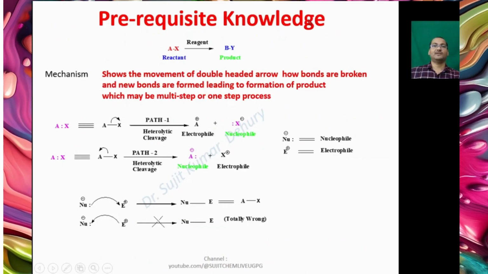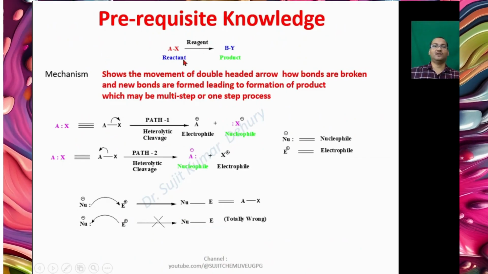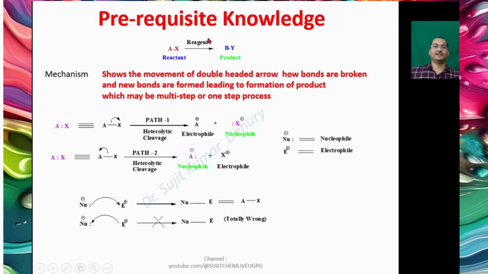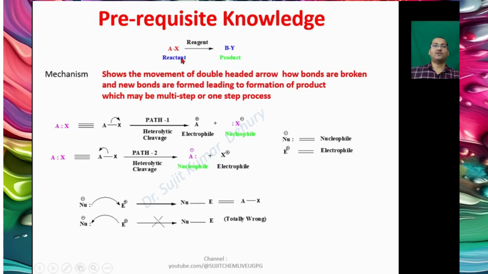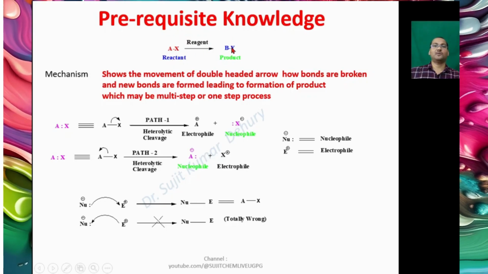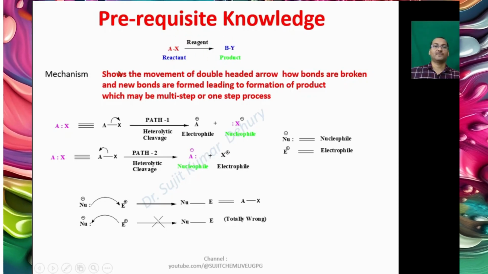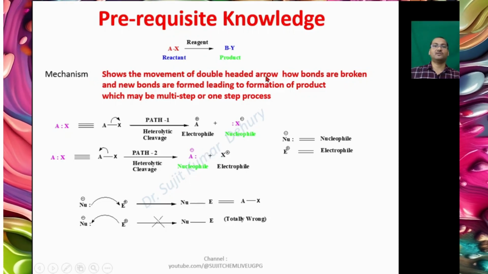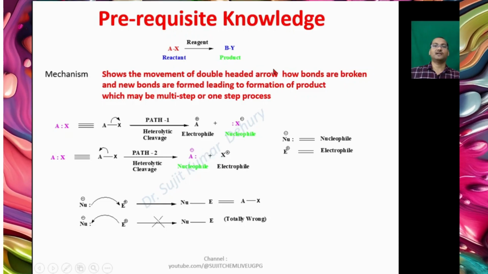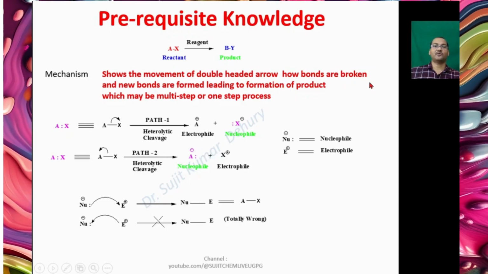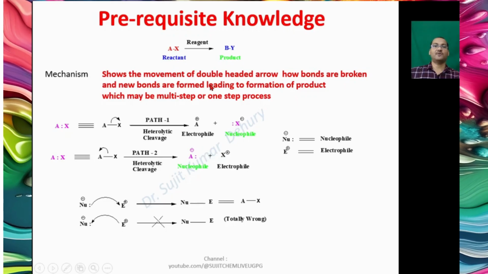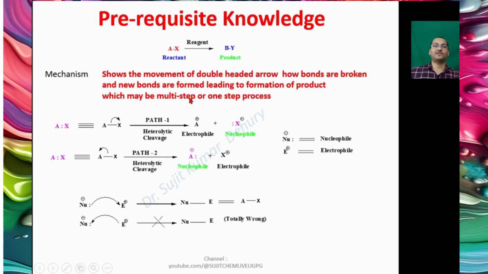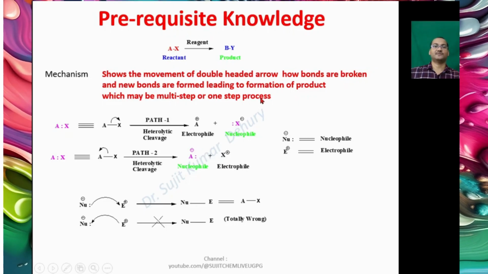So this is the prerequisite knowledge that we need. We know that reactant is converted to product in the presence of a reagent. But we need to know how that reactant is converted to the product. So that is called the mechanism. What is mechanism? Mechanism shows the movement of double-headed arrow. That means the movement of both the electrons, how the bonds are broken and new bonds are formed leading to formation of product, which may be multi-step process or one-step process.